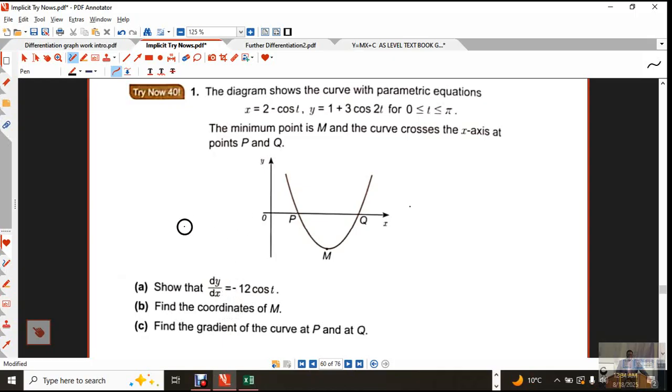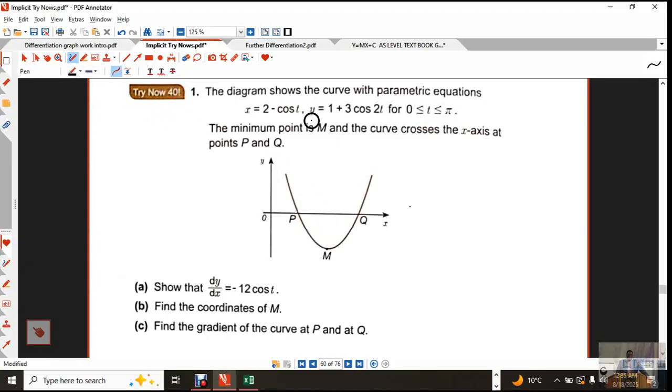Of course, if you do have access to the textbook, then you can also follow from the textbook. I think this is page 510, I believe. But if you don't have access to the textbook, you can just follow and try to do the questions also by yourself.